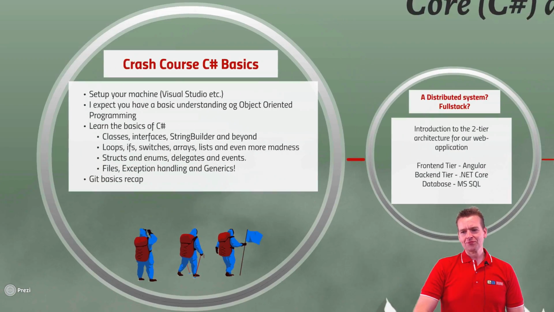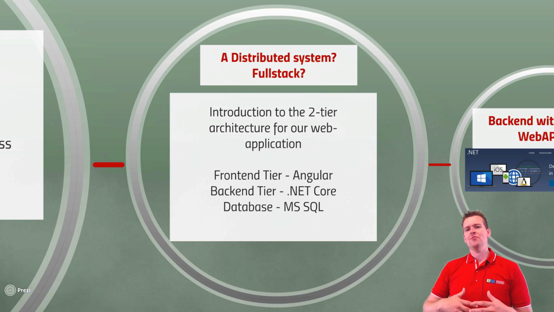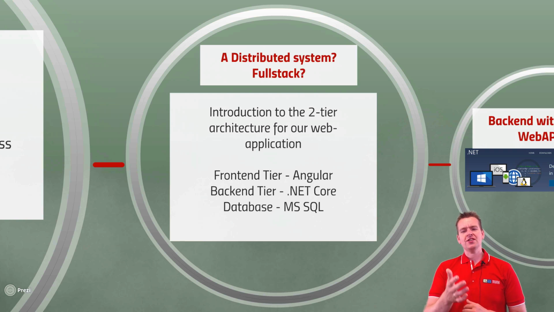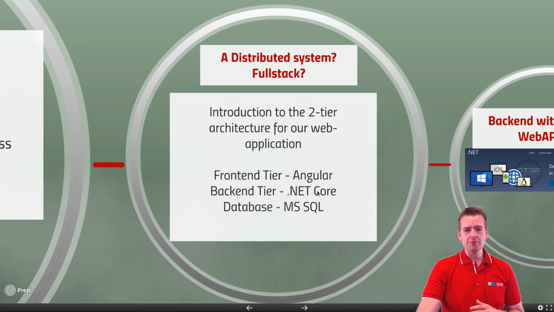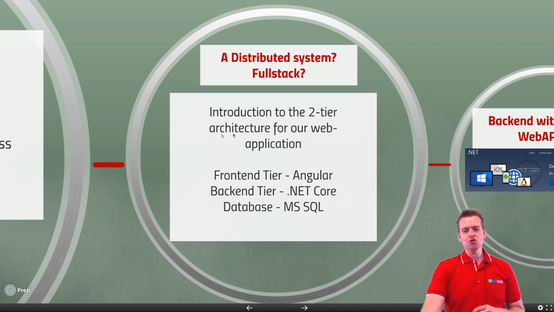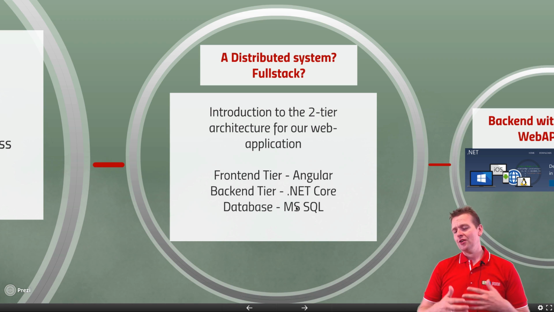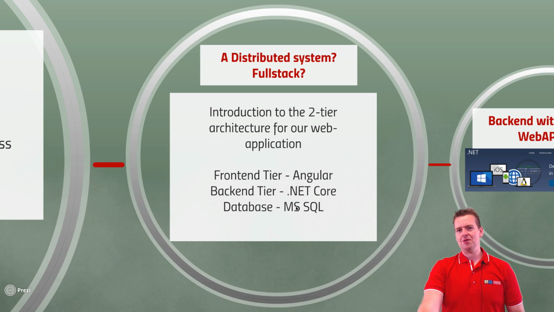And the next thing we're going to do is take that REST API and make it more advanced. So that's going to be the second series, where you're going to learn how to make a proper REST API, because the real goal is to make a two-tier architecture for our web application, a distributed system, right? The front-end tier, which the user is going to be working with, is going to be in Angular. The backend tier is going to be .NET Core, and we're going to use an MSSQL database to store our data. You can use any database, but I'm going to focus on the MSSQL database.